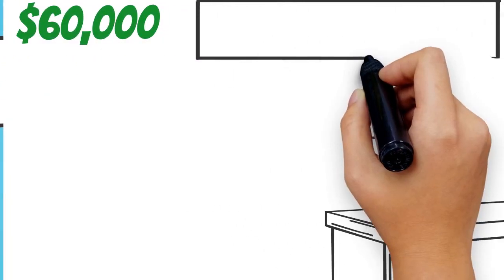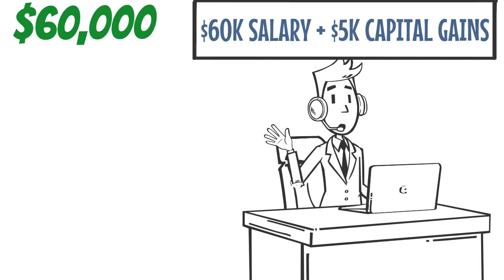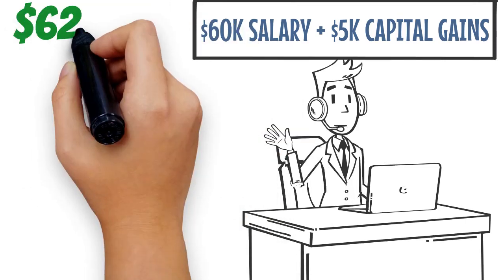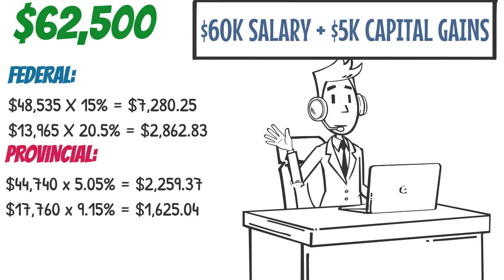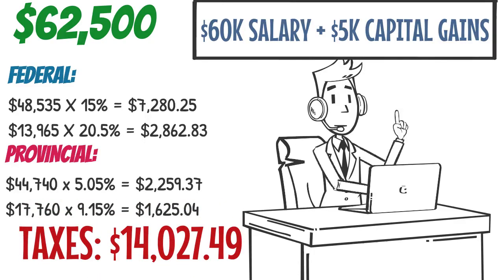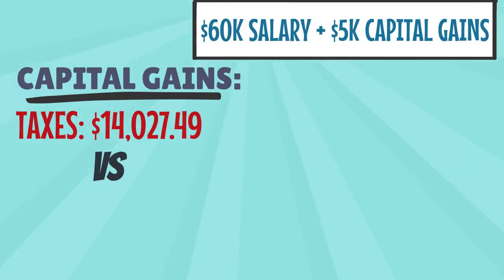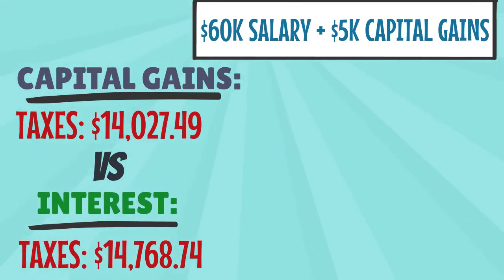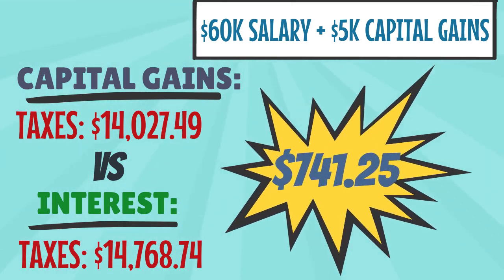Therefore, to continue with our $60,000 example, assuming you earned $5,000 in capital gains, your taxes now would be based on a total income of $62,500 and would be as follows. Total taxes payable now are $14,027.50. Earning $5,000 in capital gains versus $5,000 in interest income means less taxes owing by about $741.